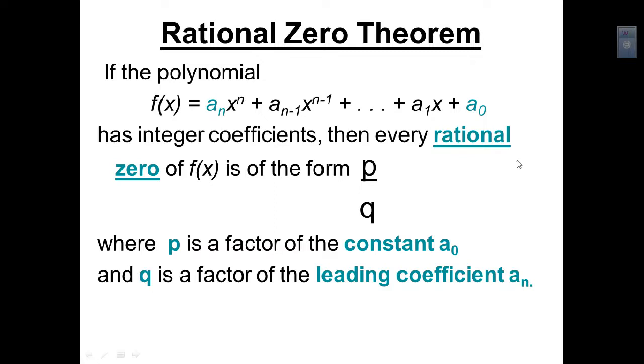All right, now the Rational Zero Theorem says that if we have the polynomial f of x equals a sub n times x to the nth power plus a sub n minus 1 times x to the n minus 1 power plus ... a sub 1 x to the first power, understood there, plus a sub 0, and all these coefficients, a sub n minus 1, all the way down to a sub 1 and a sub 0, are all integers, then every rational zero of f of x is of the form p over q, where p is a factor of the constant a sub 0, the constant over here with no x attached to it, and q is a factor of the leading coefficient a sub n over here.